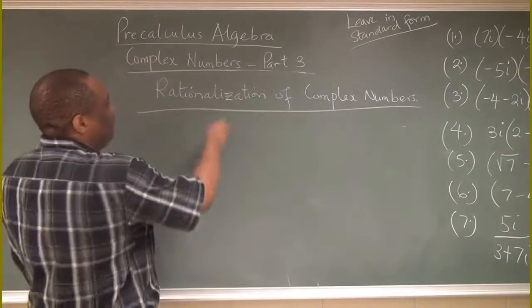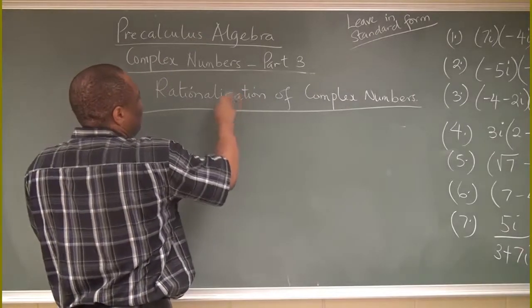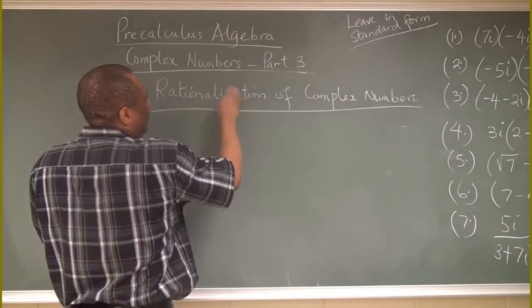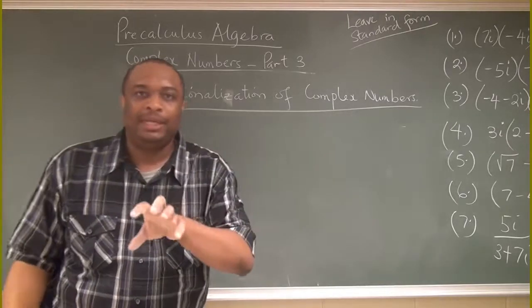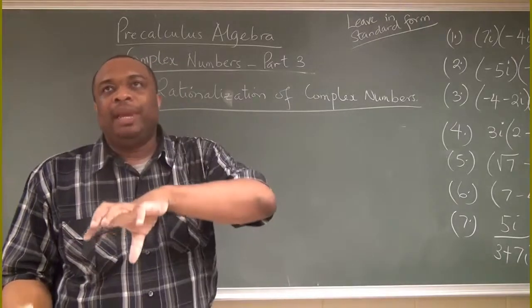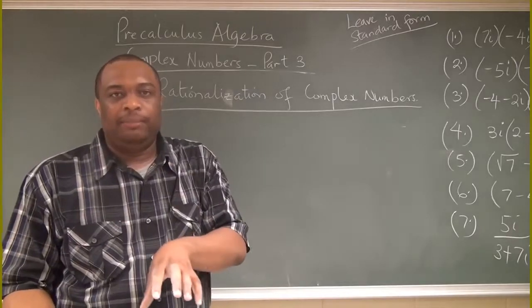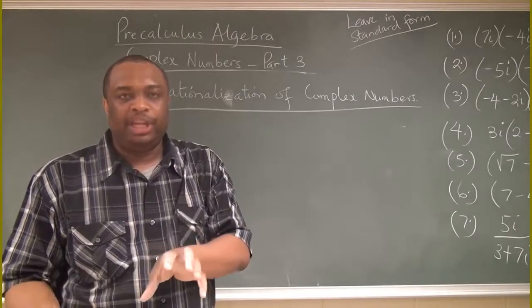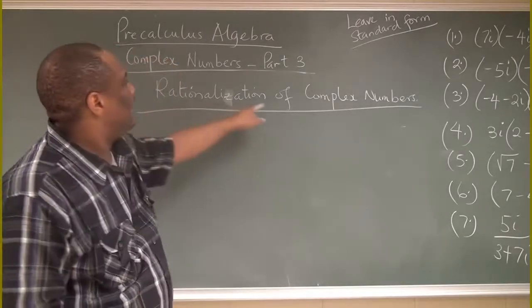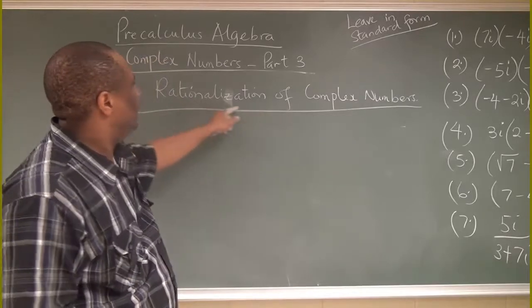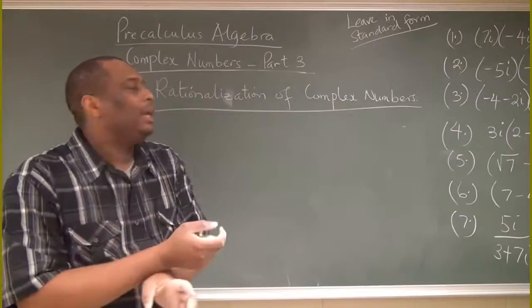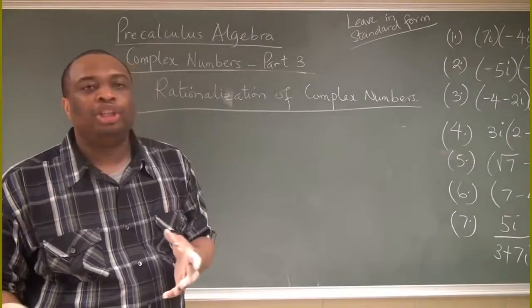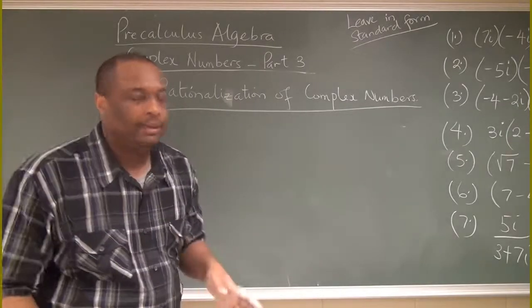Now, I don't know, some textbooks might write it with an S, but I think the right thing is C. Rationalization of complex numbers means you want to make the denominator of the complex number a rational number. That is what you want. And how do you do that? By multiplying by the conjugate of a complex number.